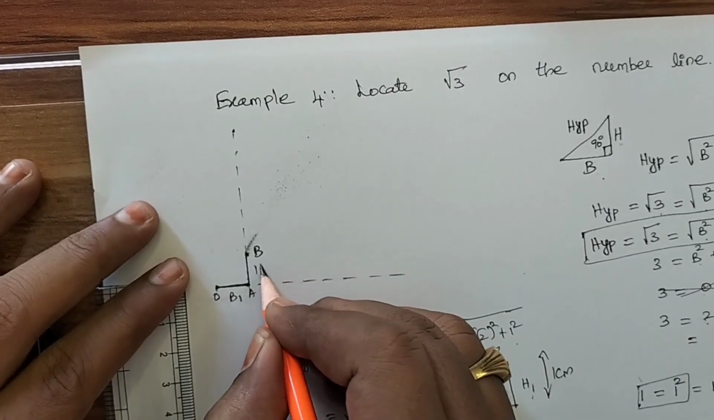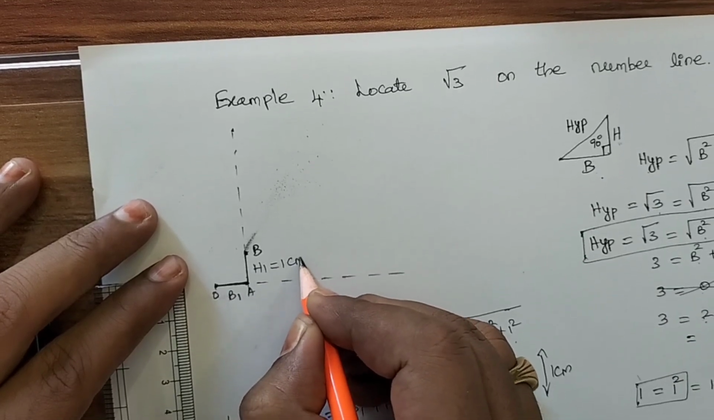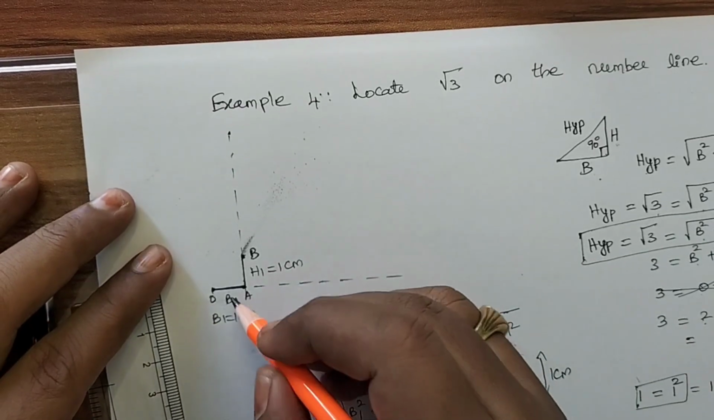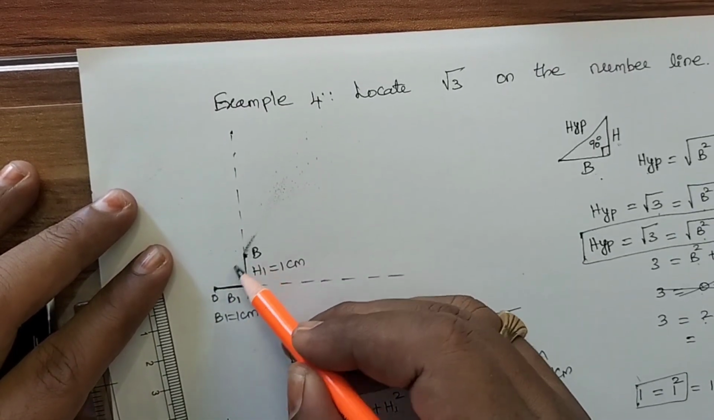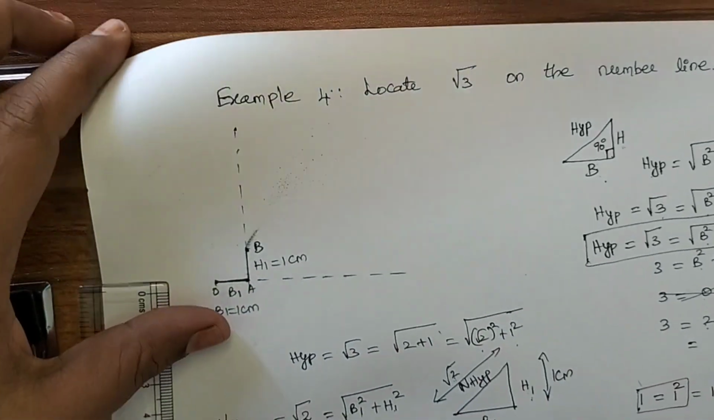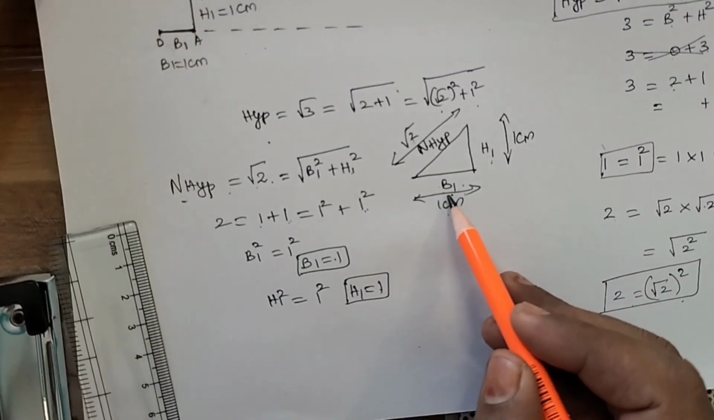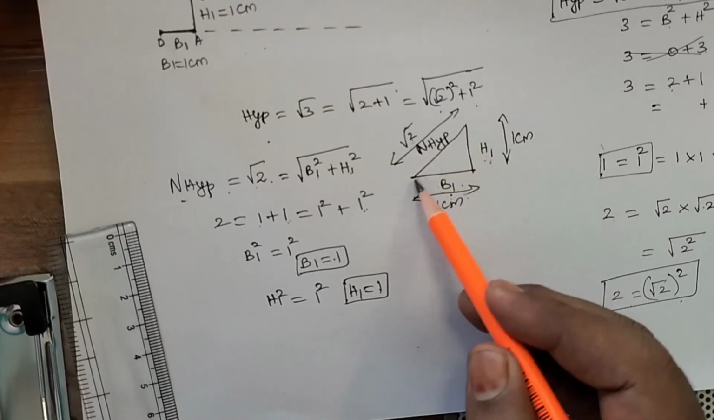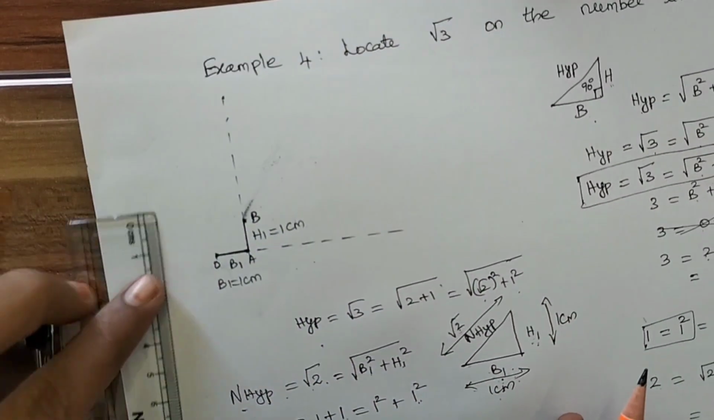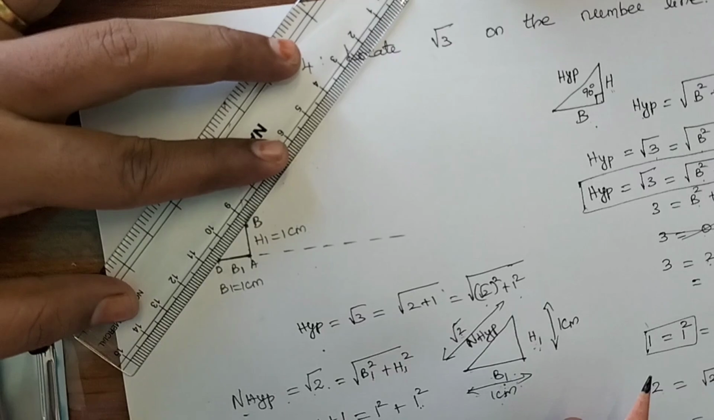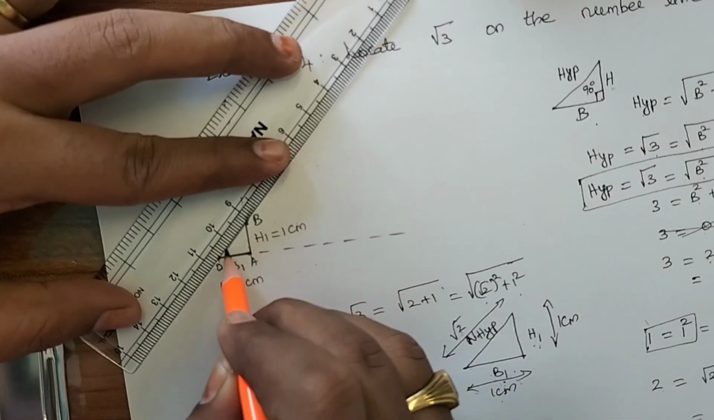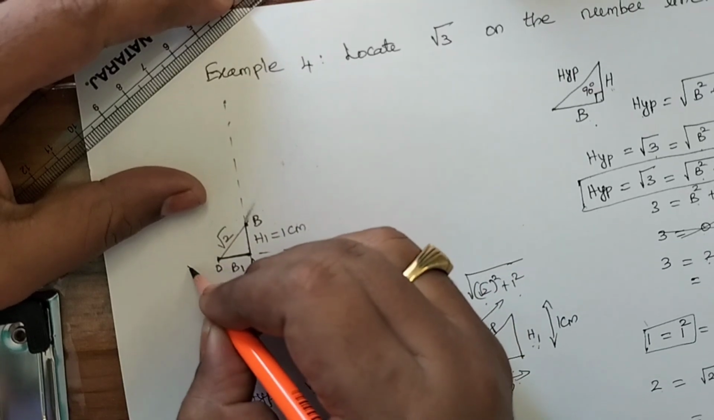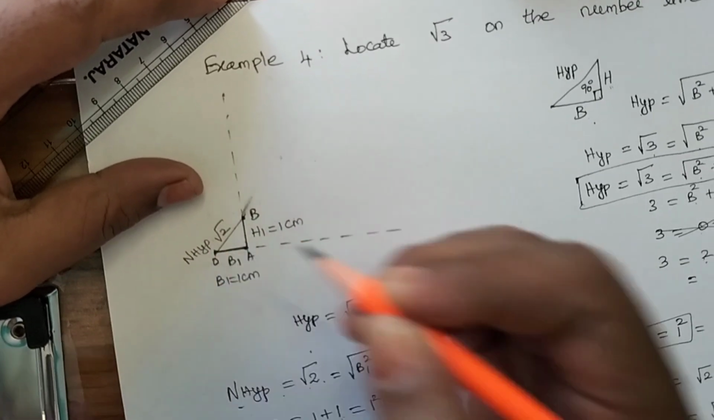So this value is H1, which is 1 centimeter, and B1 is also 1 centimeter. When I join this, it is nothing but root 2, because according to the Pythagoras theorem, if this measurement is 1 centimeter and this measurement is 1 centimeter, this measurement will be root 2. So just join these 2 points O and B. That is root 2. It is the new hypotenuse, right?